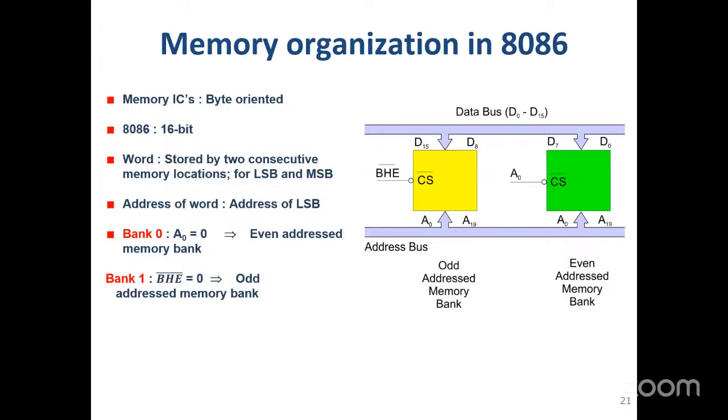Now, the memory integrated circuits are byte oriented. Byte oriented means each location can store 1 byte of information. 1 byte here, the second byte, third byte, fourth byte, like that. Each location can store only 1 byte of information. That's why we call it byte oriented. And we are accessing 16-bit data. Why 16-bit data? Because our registers are 16 bits in size. So that's why we can access the memory in terms of 16 bits.